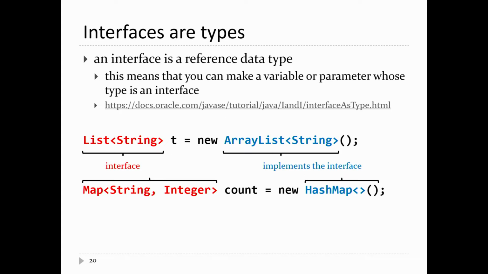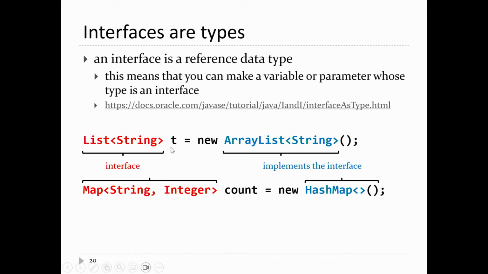In Java, an interface is also a type, so it's a reference data type. What that means is that you can make a variable whose type is an interface. If you remember back to that list method that I showed you, one of the methods returned a list, one of the methods took a list as input. It didn't take an array list as input, it took a list as input. It didn't return an array list, it returned a list. The reason you can do that is because lists are reference types. So I can make a variable or a parameter, in this case t, whose type happens to be a list of string.